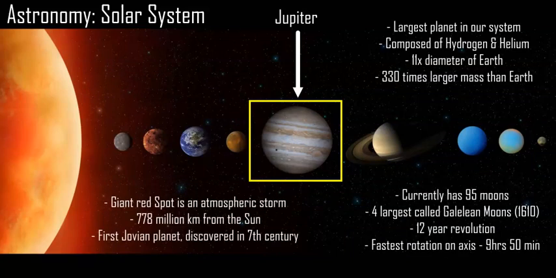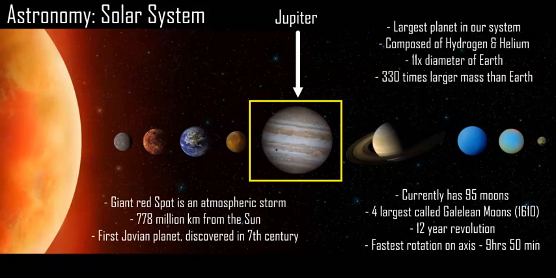gas giant in the order past the asteroid belt, and it was first seen in the 7th century. It is 330 times bigger than Earth in terms of mass, 11 times bigger in terms of diameter, and it takes 12 years for Jupiter to orbit around the Sun, 12 Earth years for 1 revolution of Jupiter. It has 95 moons. Now they keep finding moons. Previously doing this class, there were 55 moons, then 65, then 80, now up to 95 moons. It does have a faint ring system.